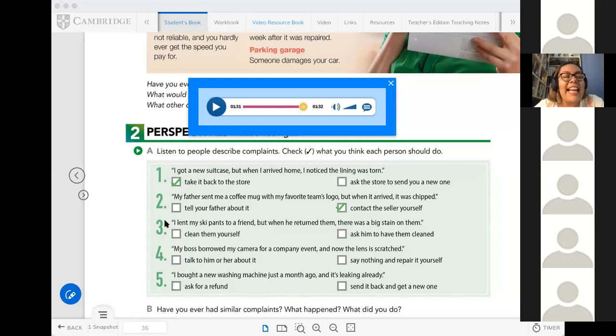Okay, number three, I lent my ski pants to a friend, but when he returned them, there was a big stain on them. Clean them yourself or ask him to have them cleaned.